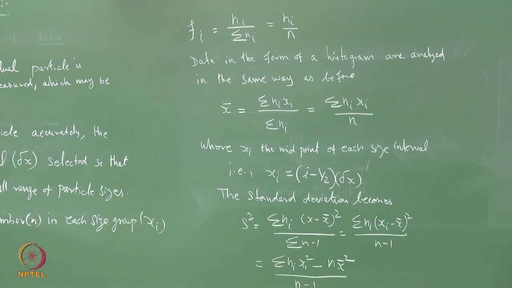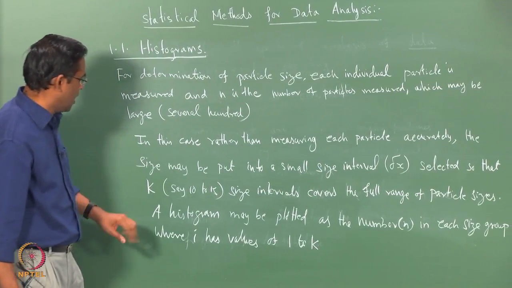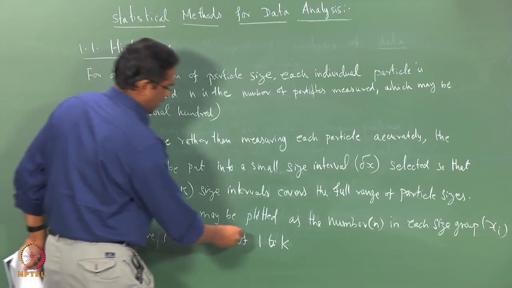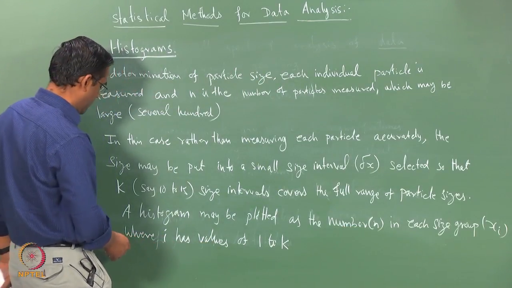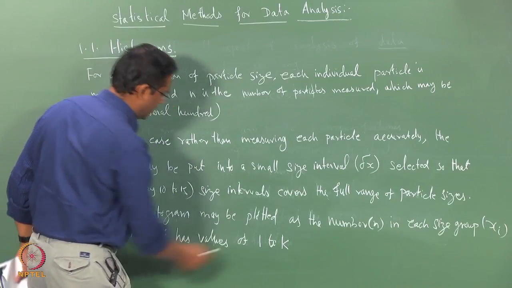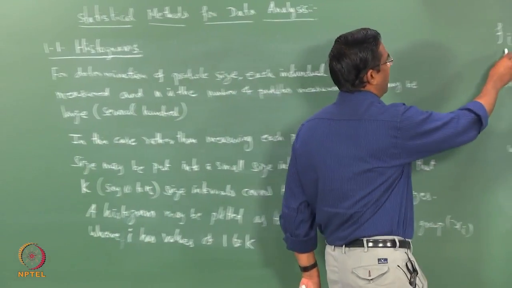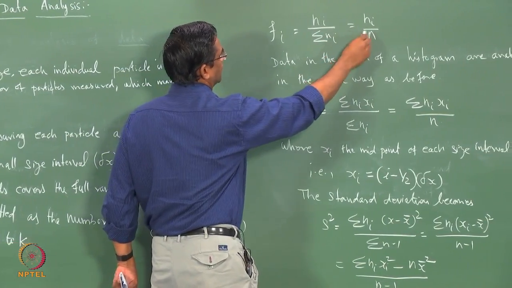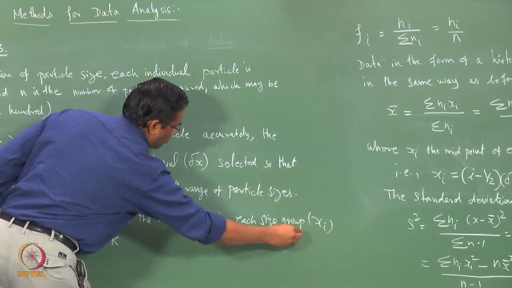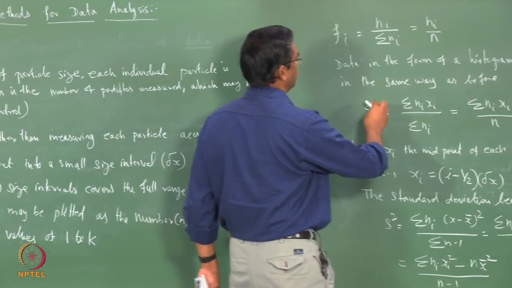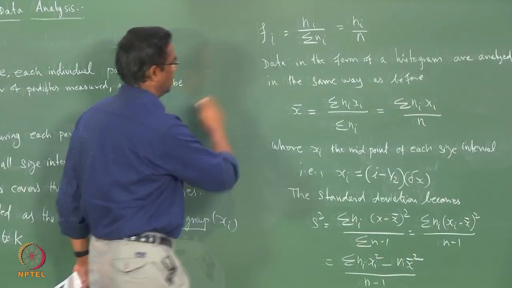So, what is it that we have written here? I said that instead of measuring an individual particle, we can choose a size interval delta x, and if you plot a histogram, it can be done by plotting number, that is small n, of each size group xi, where i is the values of 1 to k. It can have, for example, 10 to 15, something like that, and then you can write Fi is equal to Ni by sigma Ni, which is nothing but Ni by n. This n is the number in each size group, that is the small n, and so the data in the form of a histogram are analyzed similar to what we have seen in the previous normal distribution.